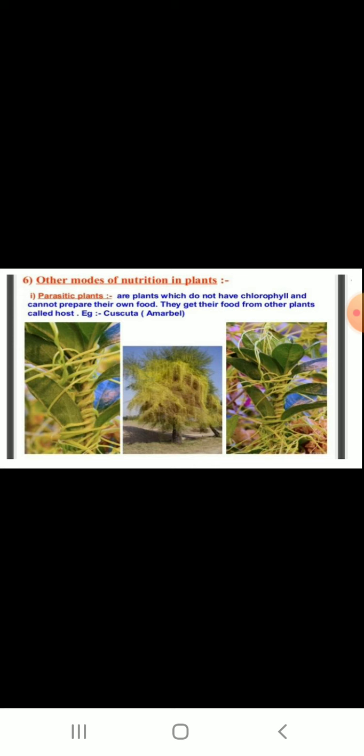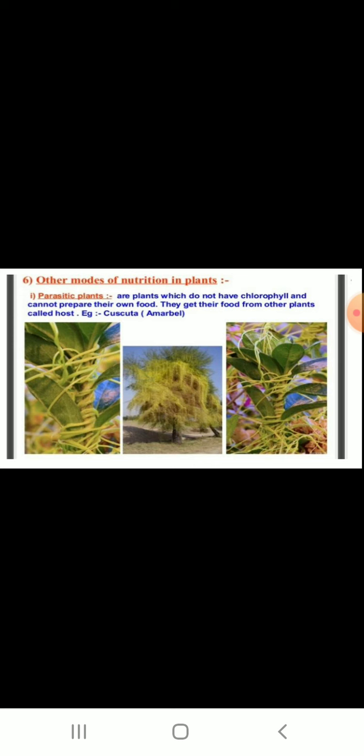Cuscuta, it is an amarbel. So in the picture you can see the cuscuta plant. This depends on another plant. That is why we call it a parasitic plant. Here the parasite depends on the host, one plant will be the host, and on that this parasite will be dependent. This parasite is called the guest here. But the host is not benefited, the guest is benefited. Sometimes even the host is harmed. That is why in a parasitic relationship, the guest is always benefited and the host is harmed.